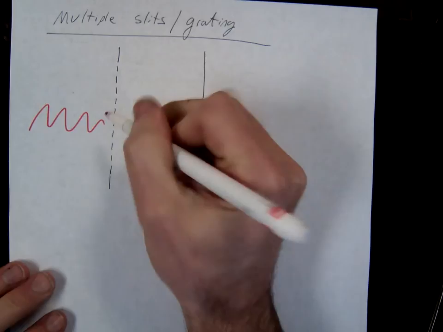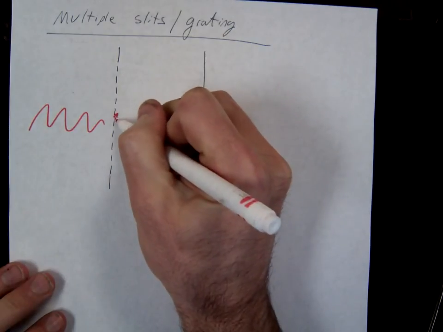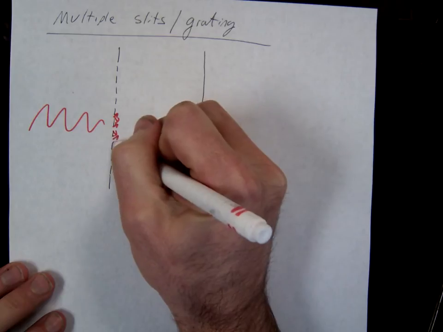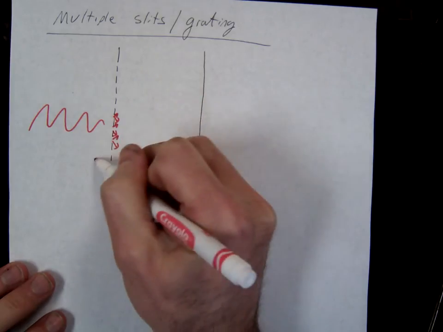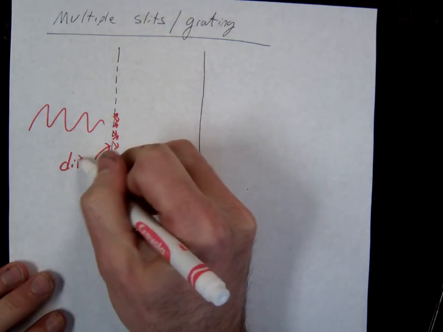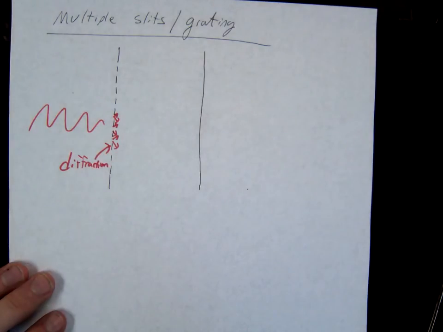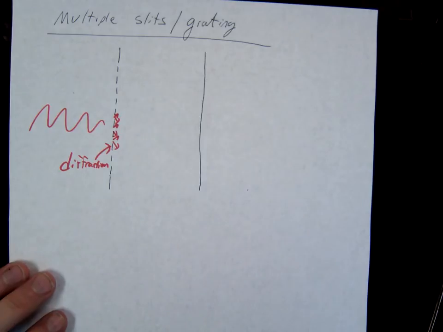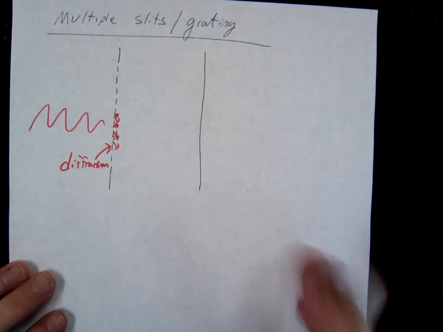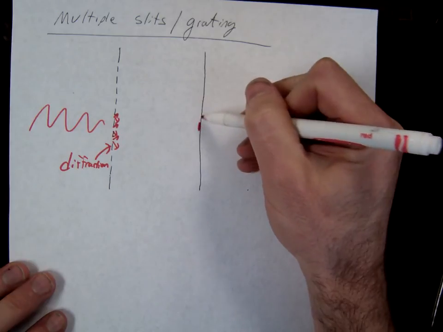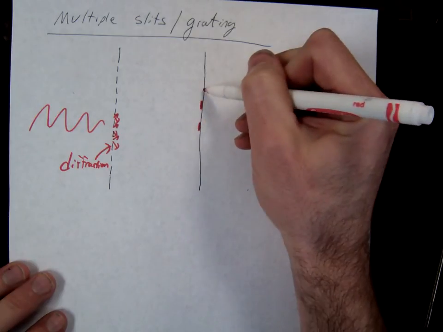Remember, on each little opening, the light's going to bend, and what do we call this? Diffraction. This is a property of waves, that they diffract. And then on the back wall, we're going to get this nice interference pattern, just like before.